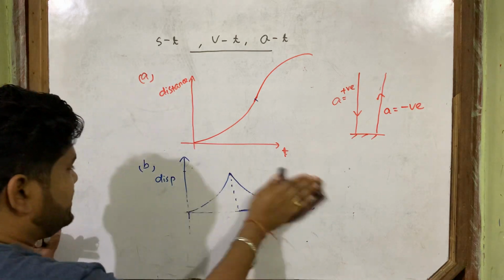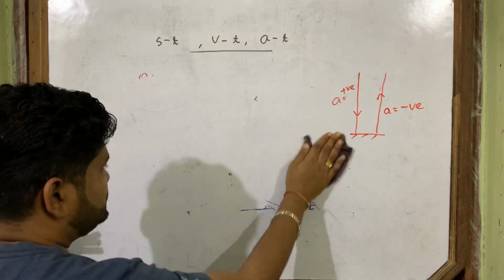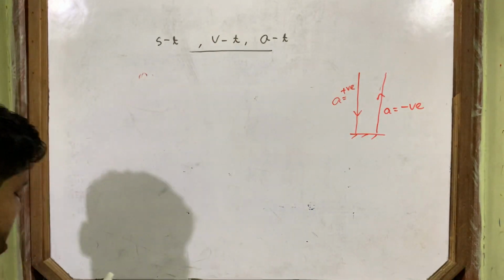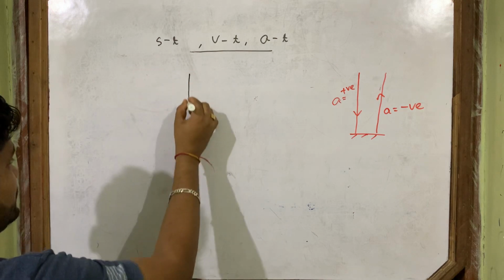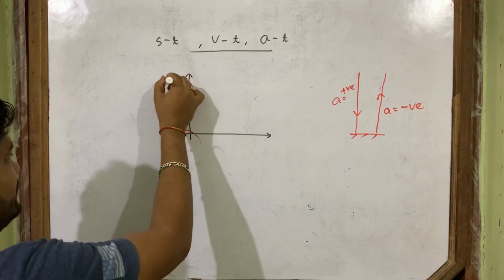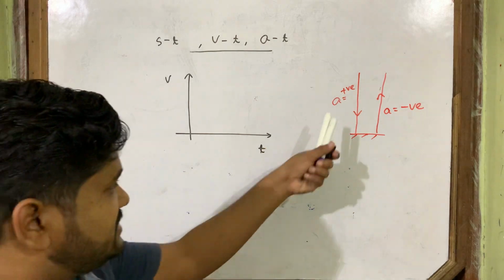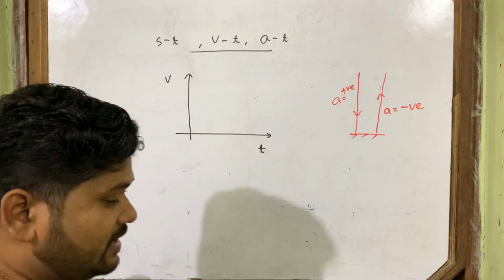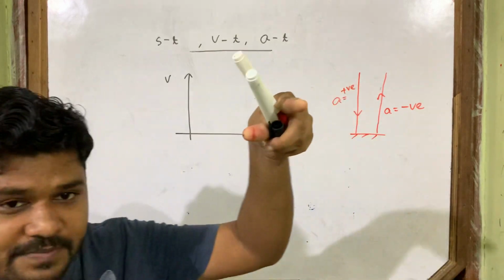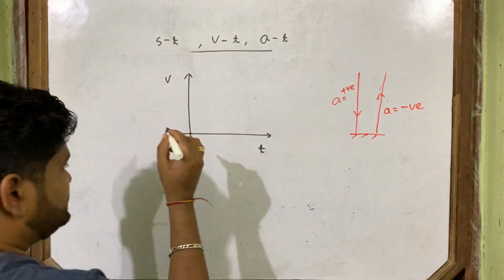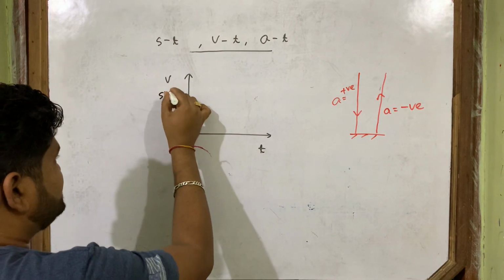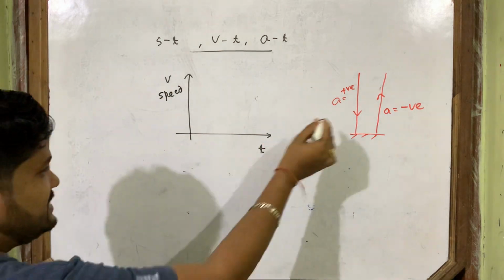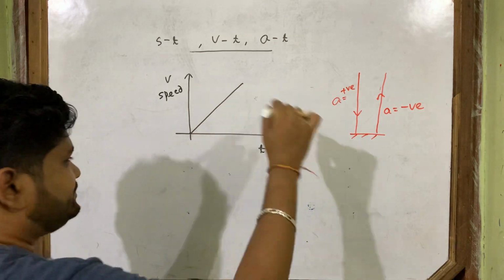Now see this one. I'm erasing now. Let's come to the speed time and velocity time graph. Let's see how the graph will be. First, acceleration is positive. The body is dropped, so initial velocity is 0, initial speed is 0. Let's take this one as speed. Initial speed is 0 and acceleration is positive, so the graph is like this.